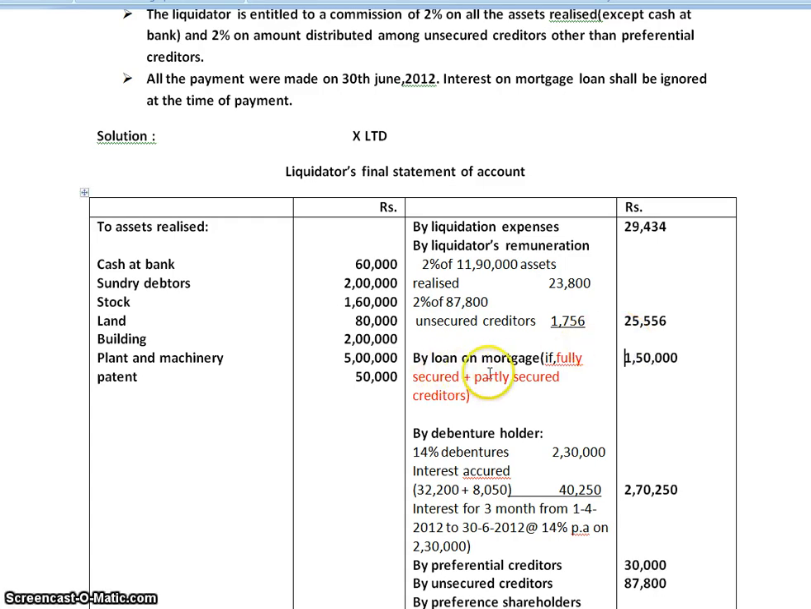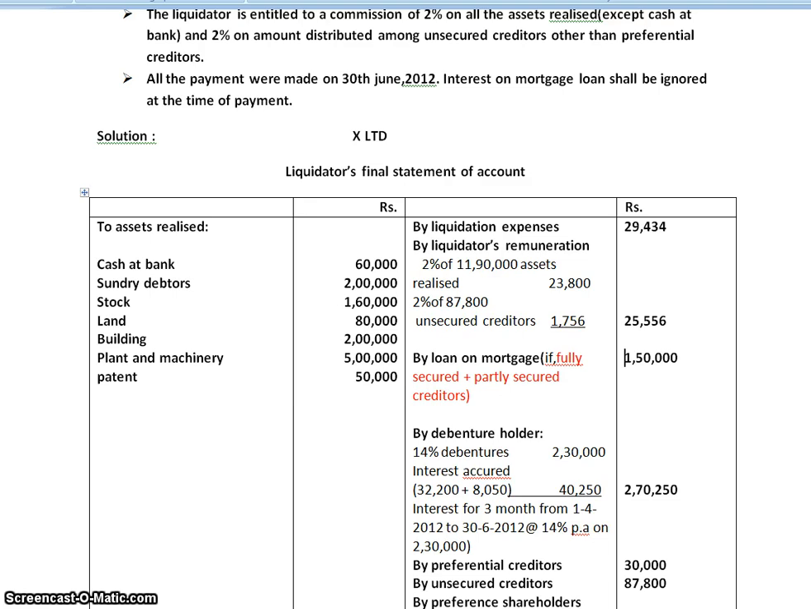Next is the loan on mortgage. So next we will pay the loan which was taken on mortgage by providing land and building as security. Land and building, so it is fully secured. It is a fully secured creditor. Whenever any loan is fully secured or partly secured, it will come under the category of secured creditor or partly secured creditor. So before paying the other types of creditors, we will first pay the fully secured and partly secured creditors. So the amount is 1 lakh 50,000.